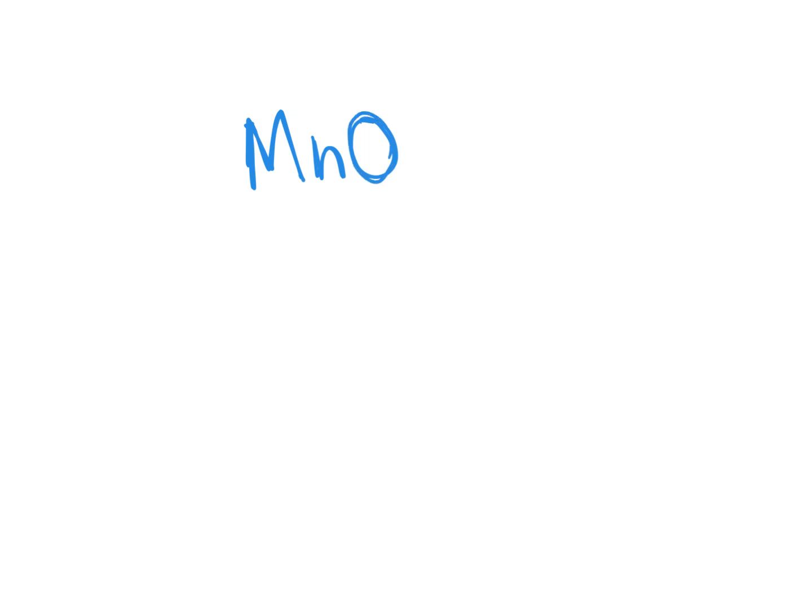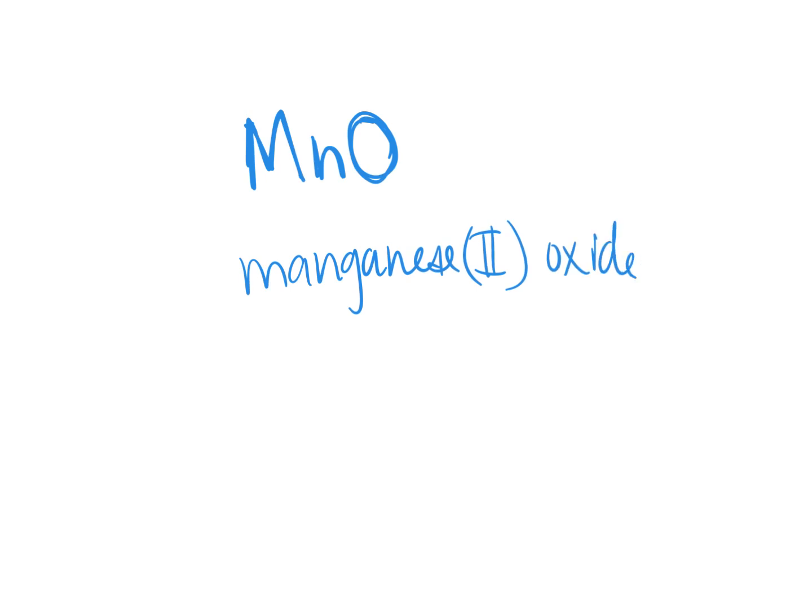MnO. Mn is number 25. Nope, not quite. Look at the, does manganese have a Roman numeral next to it? So we need to figure out which version of manganese it is. Good. It is manganese 2 oxide. And the Roman numeral goes in the middle with parentheses around it.